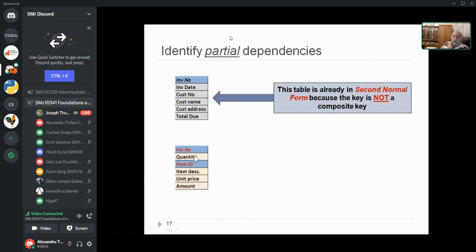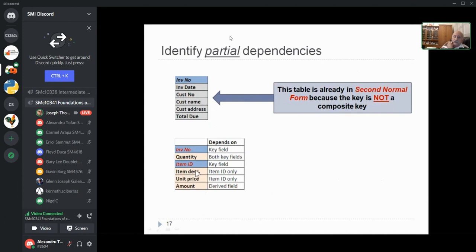right, we have a compound key, so we need to ask whether each of these attributes here depends on the whole key or on part of the key. So for example, quantity depends on both keys. The quantity depends on a particular invoice and a particular item. And they are going to be different.